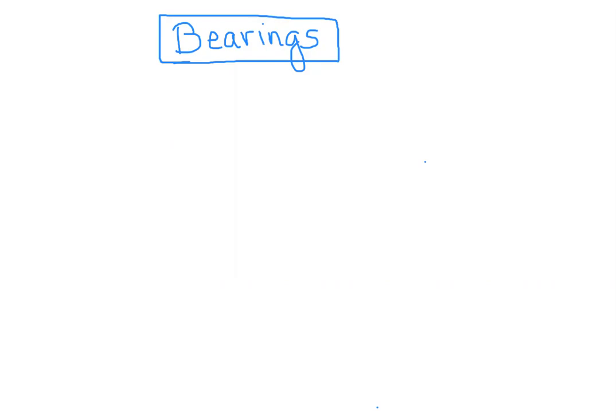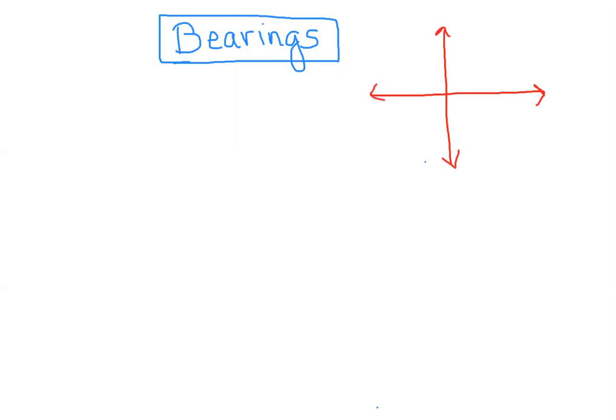So we're going to start talking about bearings. Remember, a vector has direction and magnitude. So the direction of a vector can also be given as a bearing. Bearings are frequently given in application problems. So there's two kinds of bearings. You have a quadrant bearing and you have a true bearing.